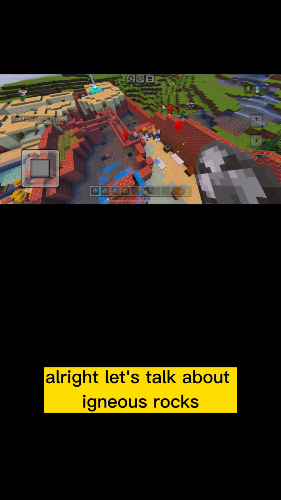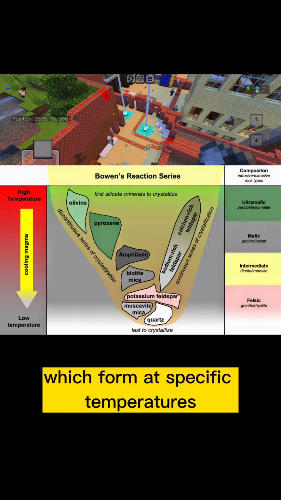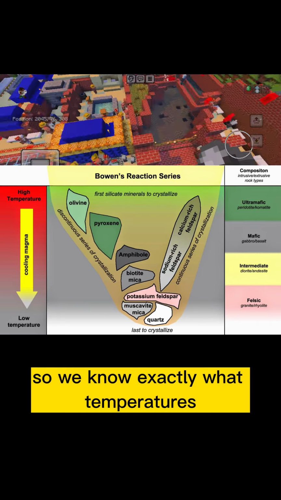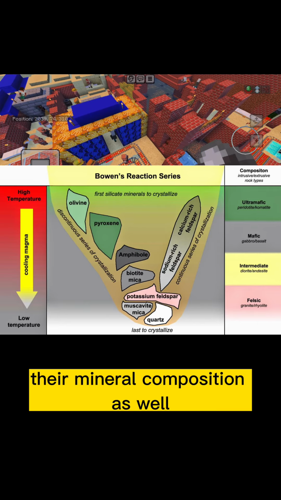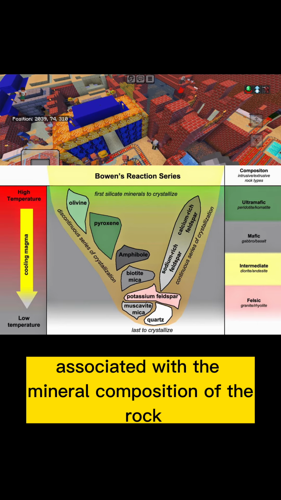Alright, let's talk about igneous rocks. This is a series of minerals which form at specific temperatures. Rocks are made of minerals, so we know exactly what temperatures the rocks will form at, and thus their mineral composition as well, and also properties associated with the mineral composition of the rock.